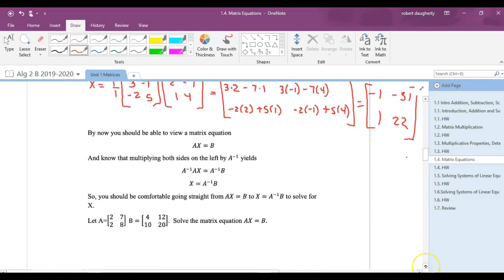So the key here again is when you see AX equal B, and these are matrices, you don't have to write down A inverse times AX equal A inverse B. You should be able to go straight from here to here. That's how you solve for X, by multiplying on the left side by the inverse of the matrix A that you see there. Let's see another example here.